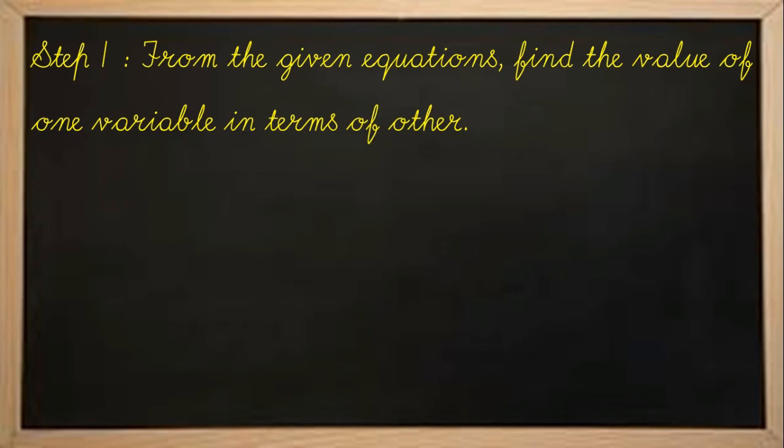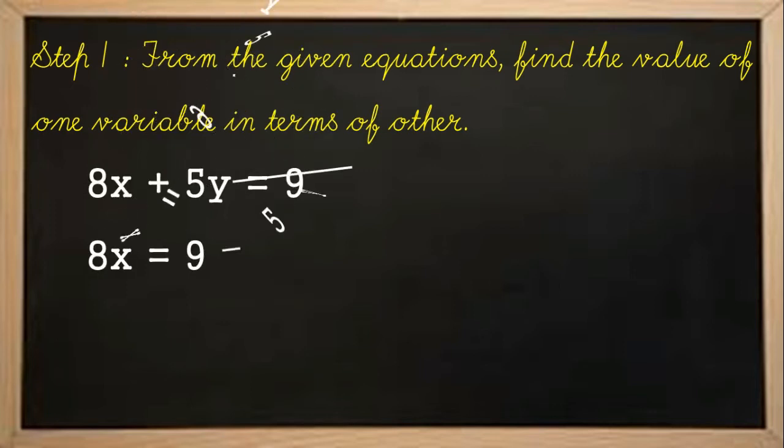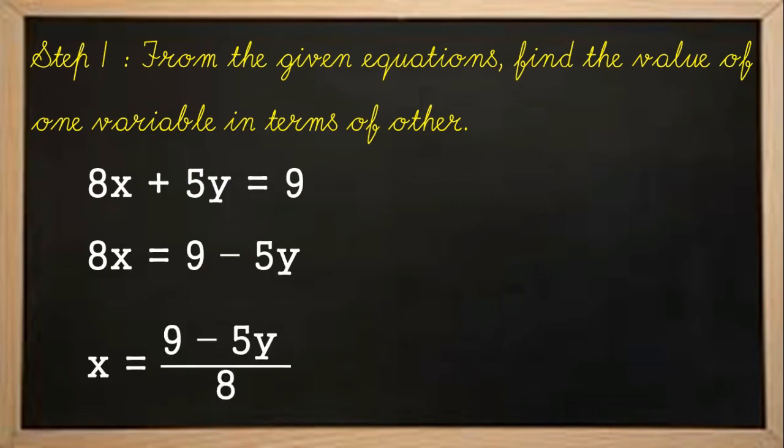Among these two equations, we need to choose any one equation, and in that equation there will be two variables. We need to rewrite the equation by considering any one variable. Let me show with an example what we have taken. Question number 1. See, 8x plus 5y is equal to 9. I have taken only equation 1. I am equating the equation for the value x. 8x is equal to 9 minus 5y and x is equal to (9 minus 5y) by 8.